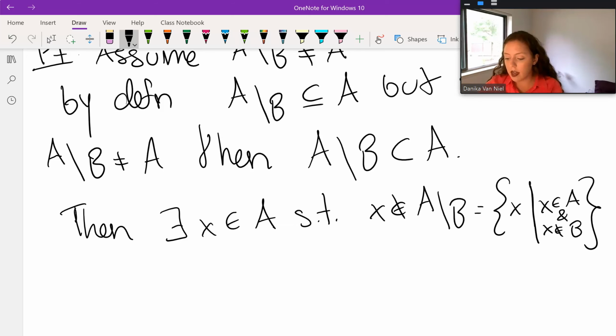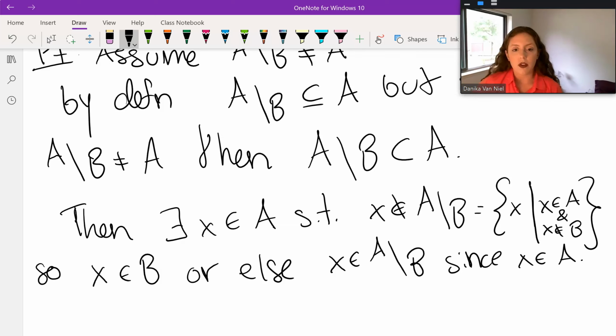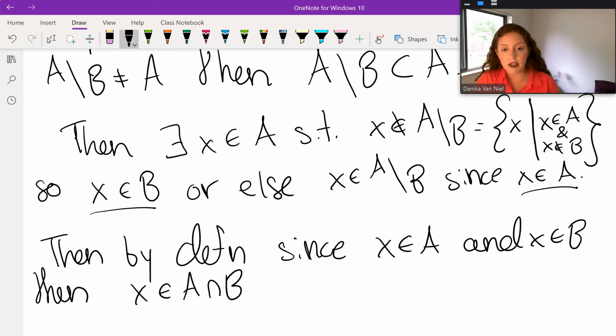If X is not in A minus B, it must not satisfy something over here. X is in B. Here, I'll do a little more explaining. Or else X is in A minus B since X is in A. Okay? So now we've shown that X is in A and X is in B. Then by definition, it's in the intersection of A and B. So now X is in the intersection of A and B.